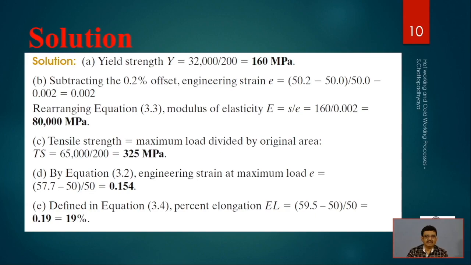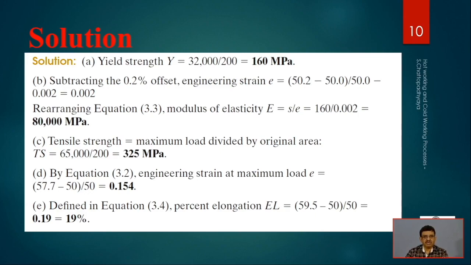megapascal. 80,000 megapascal is E, and the tensile strength is the maximum load divided by the original area. Maximum load is 65,000 Newton divided by 200, and it will come out to be 325 megapascal.